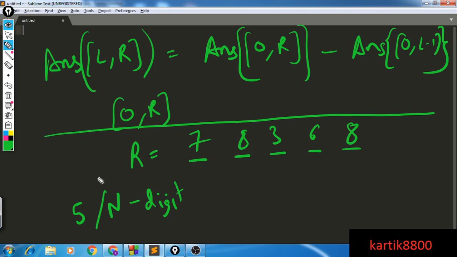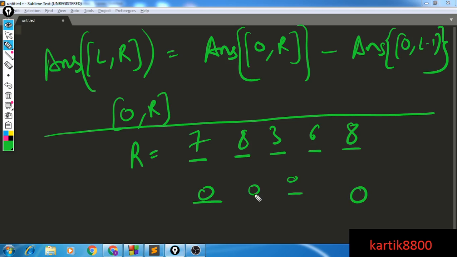Now one thing that you might be thinking: why am I only thinking about n-digit numbers, why not n-1-digit numbers? So basically any number having less than or equal to n digits can be represented as an n-digit number. So I can represent 0 as an n-digit number by putting 4 leading zeros. Similarly, I can represent 1 as an n-digit number, 2 as an n-digit number, and so on. So any number less than or equal to R is an n-digit number for sure.